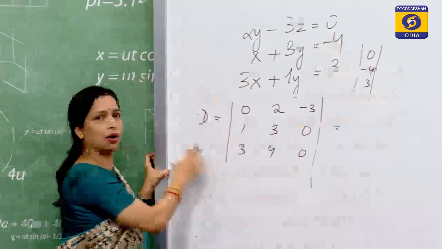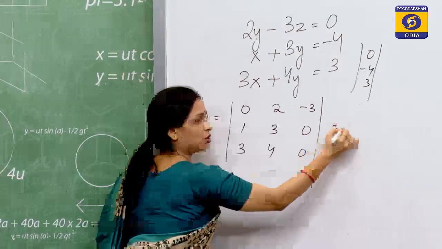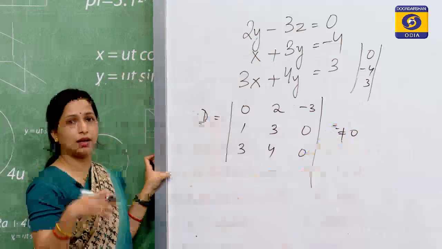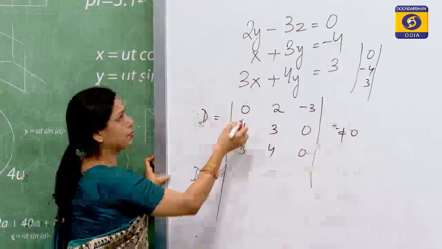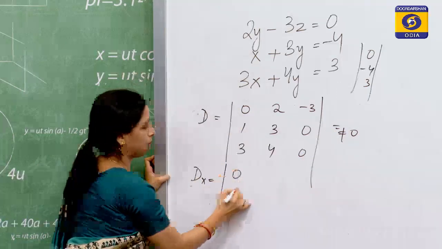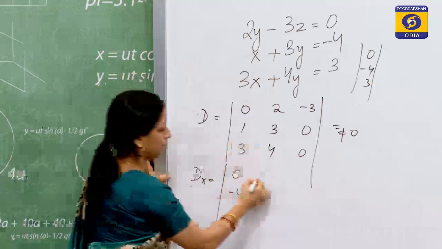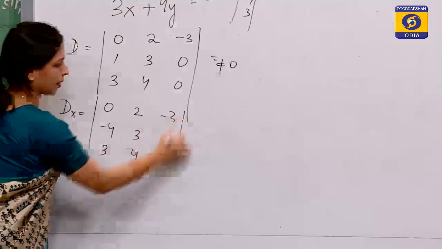So, this is how, again, you have to follow the same steps. You will find out the determinant value and make sure this is not equal to 0, then only you can use Cramer's rule. So, for dx what do we do? You substitute the values of x with 0, minus 4 and 3, the known values. Then the other elements remain the same.